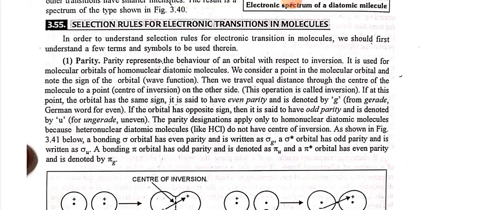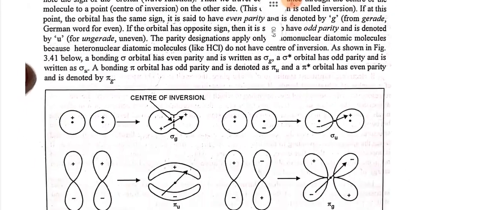It is used for the molecular orbitals of homonuclear diatomic molecules. We consider a point in a molecular orbital and note the sign of the orbital wave function. Then we travel an equal distance through the center of the molecule, the center of inversion. This operation is called inversion. If at this point the orbital has the same sign, it is said to have even parity and is denoted by g, from gerade. And if the orbital has the opposite sign, it is of odd parity, denoted by u, that is ungerade, uneven.